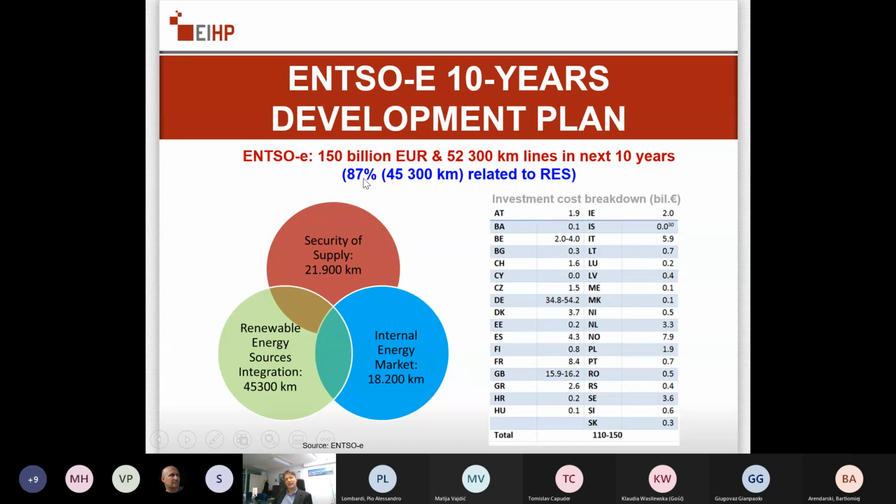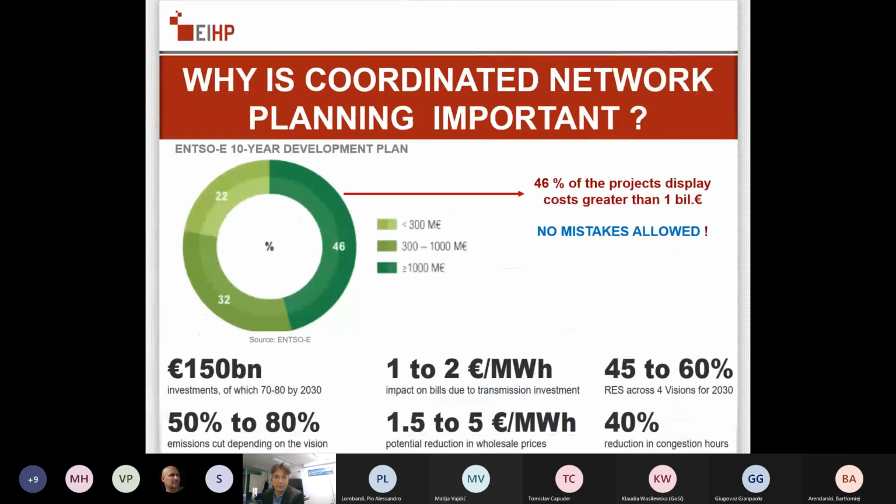So this brings us back to my starting note that the network was not initially planned for all this, and we need to invest a lot to prepare it for the operation as we foresee in the near future. Just for you to get a feeling of the level of investment needed, here is this slide. This is the percentage of project values. Light green is projects with less than 300 million, and dark green is more than 1 billion, you see here. So 46% of the projects cost more than 1 billion.